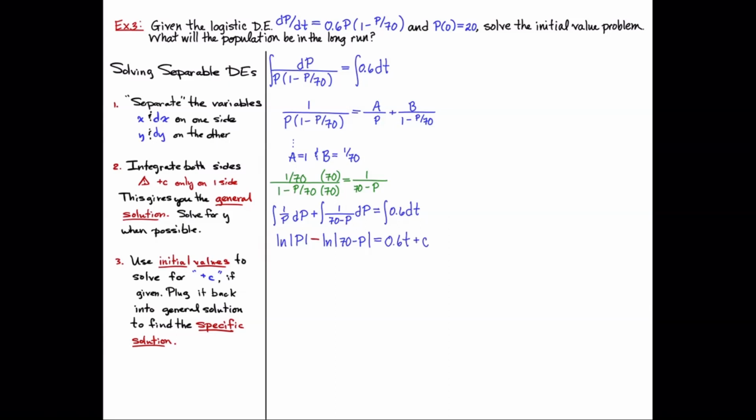We have a natural log rule that tells us the natural log of a minus the natural log of b is equal to the natural log of a over b. If this had been addition instead of subtraction, then the natural log of a plus the natural log of b is equal to the natural log of ab. So let's use that to simplify the left-hand side of our equation. We have the natural log of the absolute value, in the numerator we have p, in the denominator we have 70 minus p, and that is equal to 0.6t plus c.